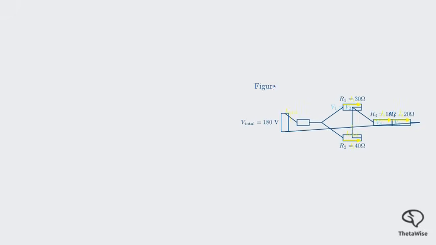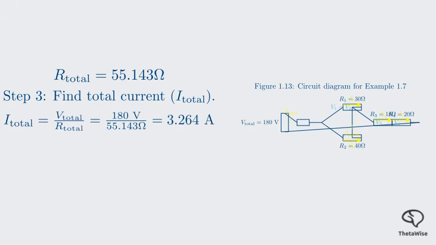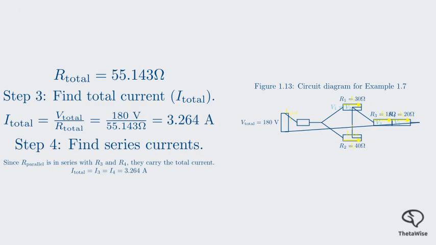Here's our diagram and our calculated total resistance. Let's start by finding the total current. We use Ohm's law for the entire circuit. V total divided by R total. 180 volts divided by 55.143 ohms gives us about 3.264 amperes. This is the current flowing from the supply and through the parts of the circuit that are in series with the supply. Looking at our diagram, this total current flows directly through resistor R3 and resistor R4. So I3 and I4 are both equal to 3.264 amperes.